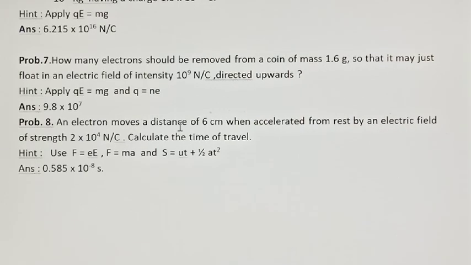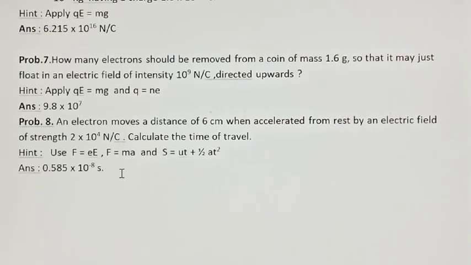An electron moves a distance of 6 cm when accelerated from rest by an electric field of strength as given. Calculate the time of travel. Again you have to use the same thing. F is equal to QE, then F is equal to ma. From this you can find the acceleration, such that you can use it in the formula S is equal to ut plus half at square to get the time, and the time is coming out to be 0.585 into 10 to the power minus 8 second. So you just verify this. So let's practice.